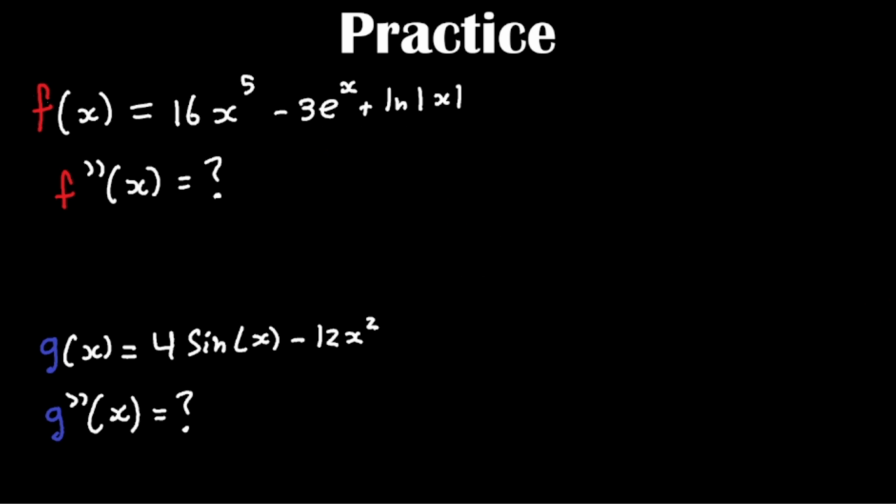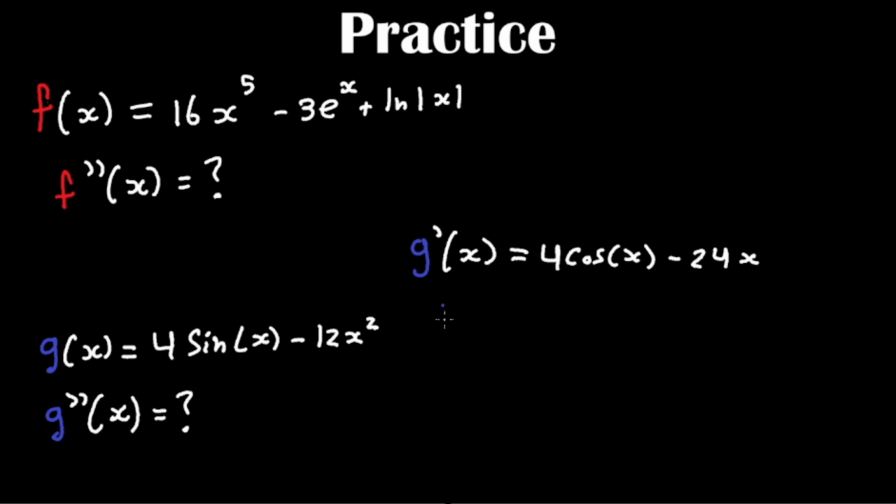All right, for the second problem, we need to differentiate 4 sine of x minus 12x squared twice. So for our first derivative, the derivative of 4 sine x is 4 cosine of x, because sine differentiates to cosine. And then minus 12x squared, we use our power rule, so that would become minus 24, because we multiply the negative 12 and the 2, x to the 1, so just x.